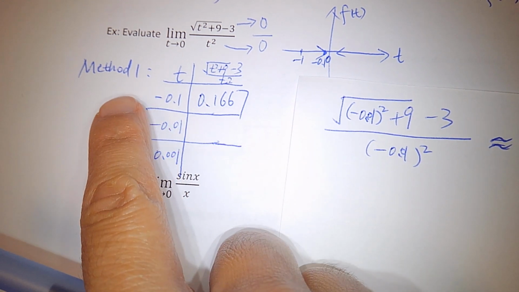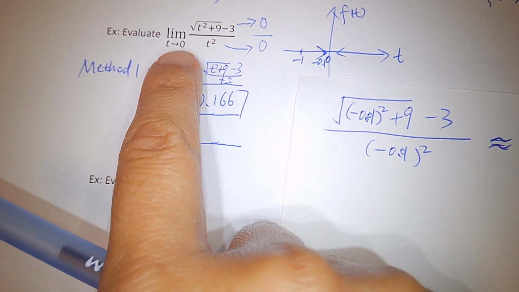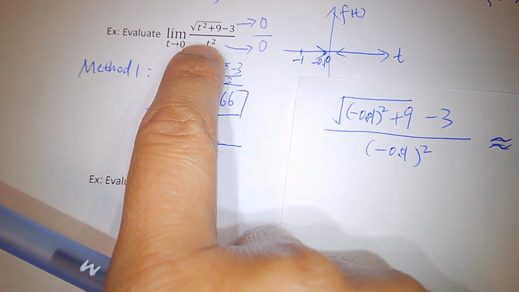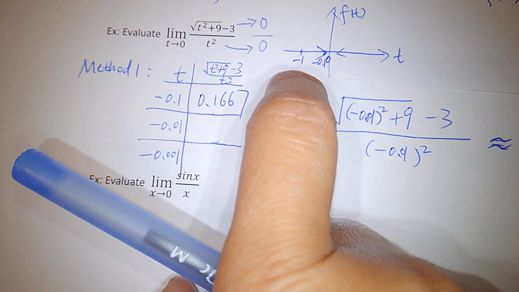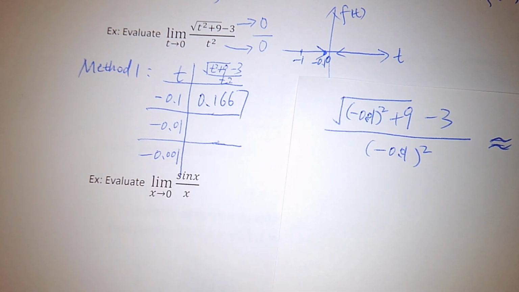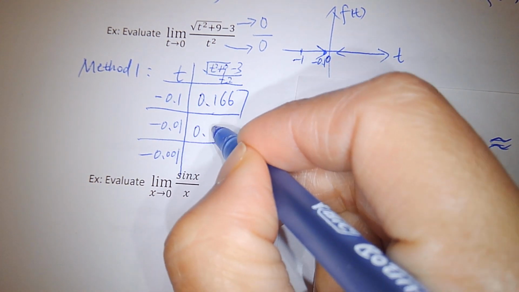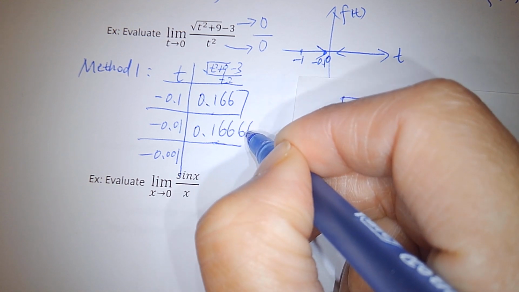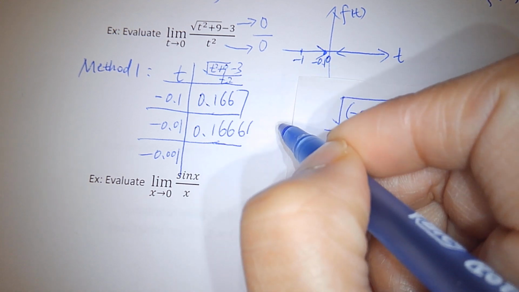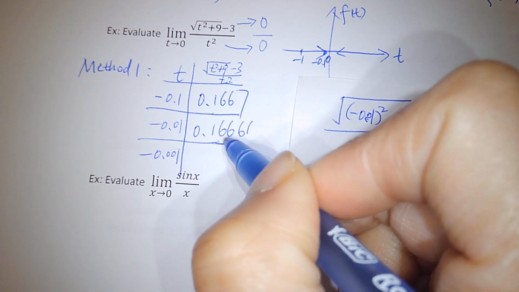This is the most direct way, okay? Because we just learned how to compute limits, we make sure that the t-value is very, very close to 0, and then we keep on trying. There should be 0.1666, and it runs on. Okay, so more 6s, right? So how many 6s? 3, right?